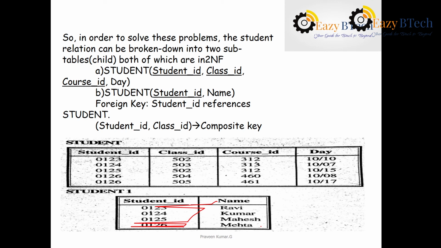What is the second normal form? First it is in the first normal form. First normal form is nothing but every value is atomic. Each and every row has an atomic value. And also it is in the second normal form.